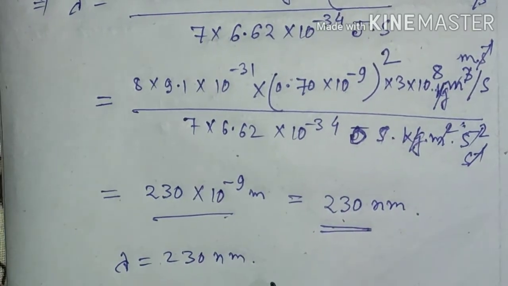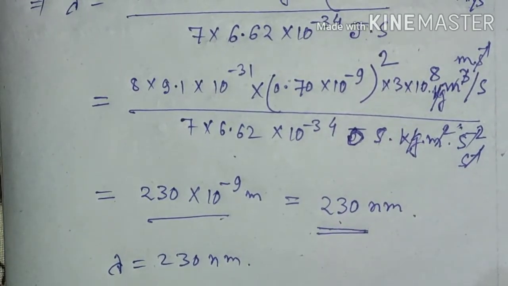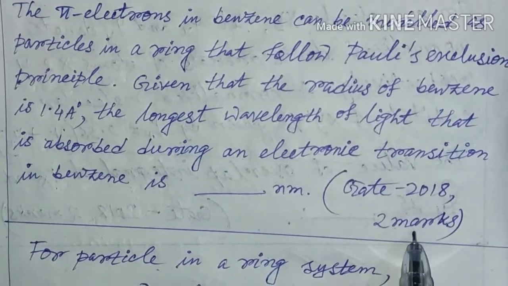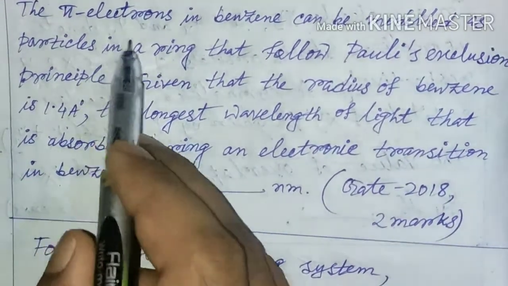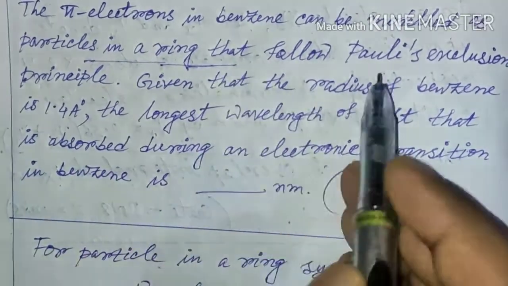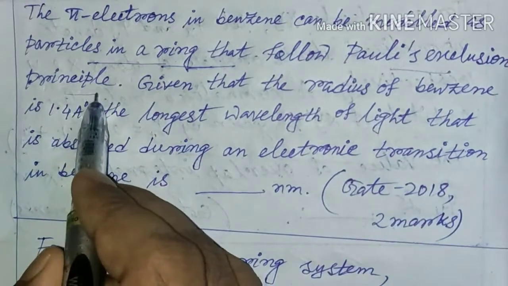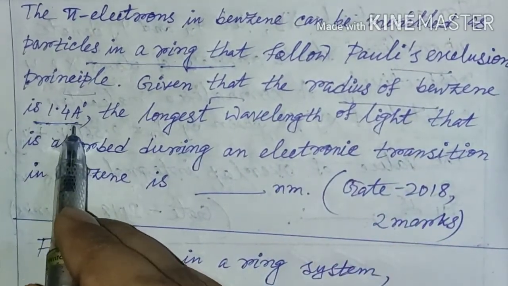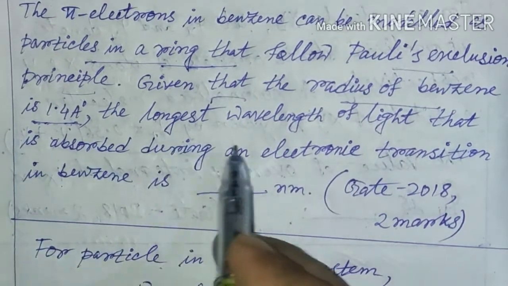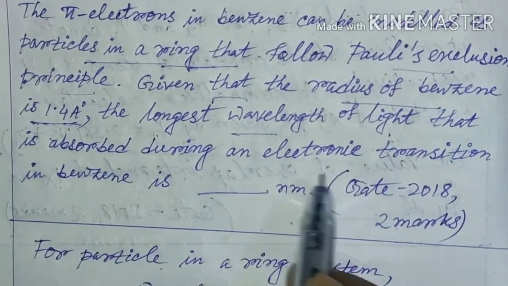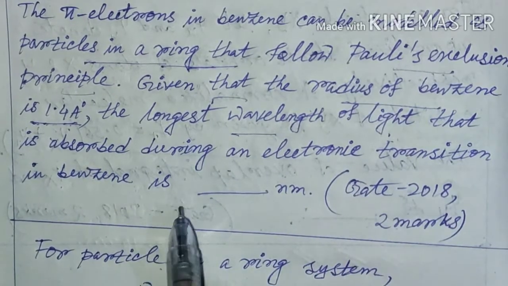So let's see the next question. This question came in GATE 2018 for 2 marks. It is given that the pi electrons of benzene can be modeled as a particle in a ring that follows Pauli's exclusion principle. Given that the radius of the benzene ring is 1.4 angstrom, we have to calculate the longest wavelength of light that is absorbed during an electronic transition in benzene.